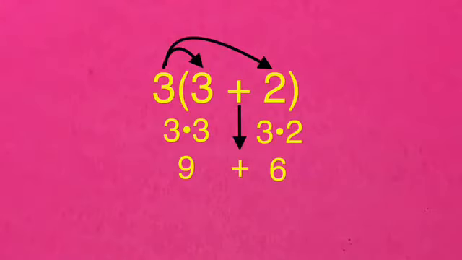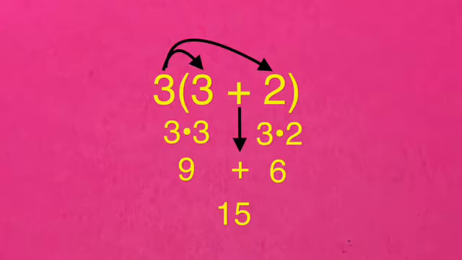I still have not used the operation inside the parentheses, so I'm going to bring that down to add together my 2 new products. We have just simplified this expression using the distributive property. The solution is 15.